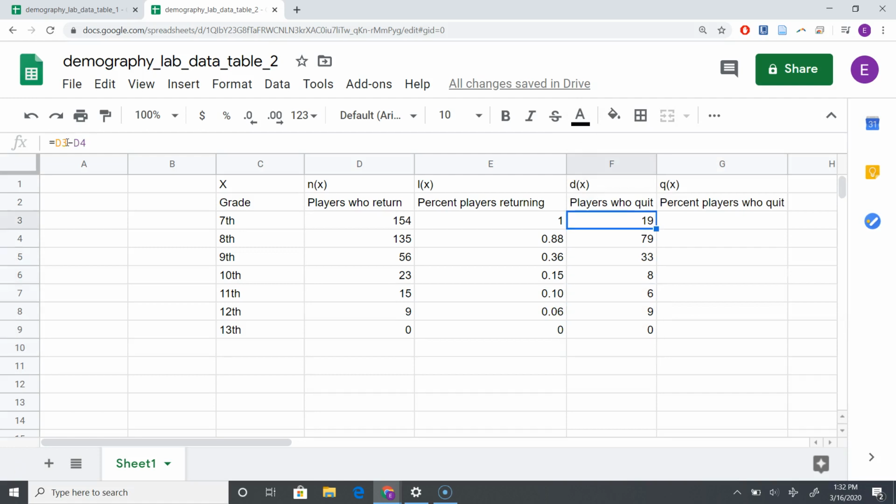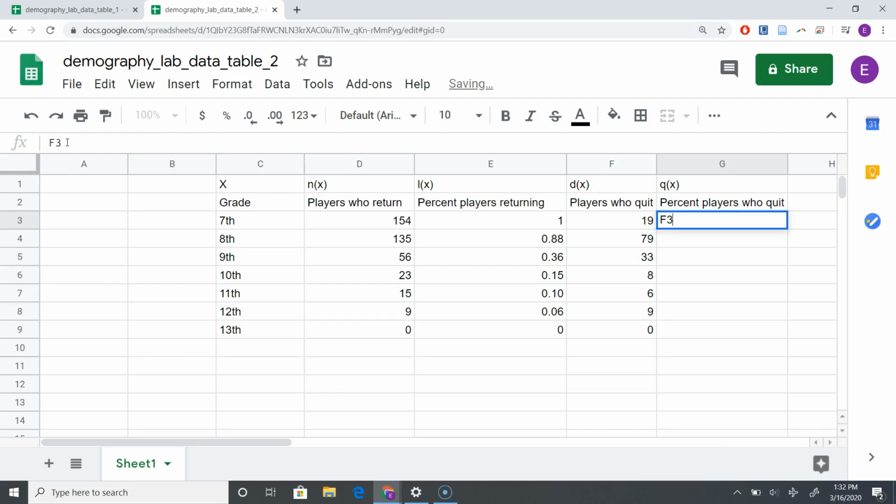Cool. So now that gives us sort of like a mortality rate. Now let's calculate our age-specific mortality rate. This is not a mortality rate. This is just the total number of players who quit. Let's calculate that as a percentage basis.